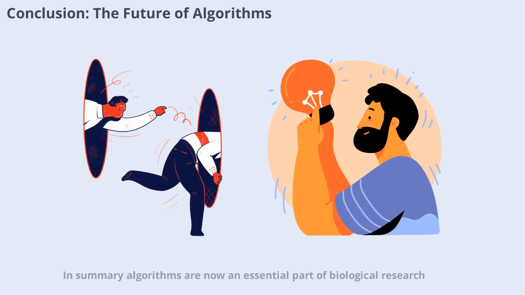In summary, algorithms are now an essential part of biological research, enabling scientists to tackle questions that were once unimaginable. As technology advances and data grows, algorithms will become even more powerful, driving new discoveries and innovations. By combining biological knowledge with computational power, researchers are unlocking the secrets of life and shaping the future of science.